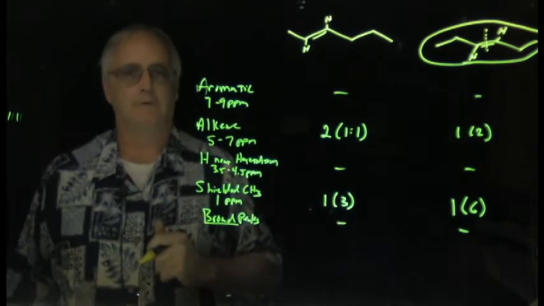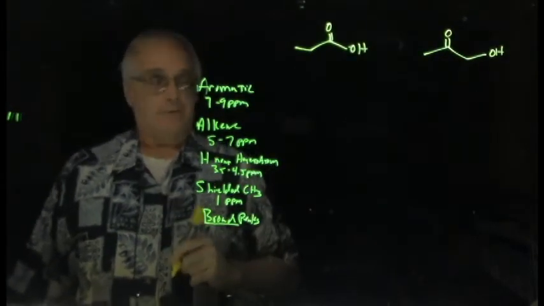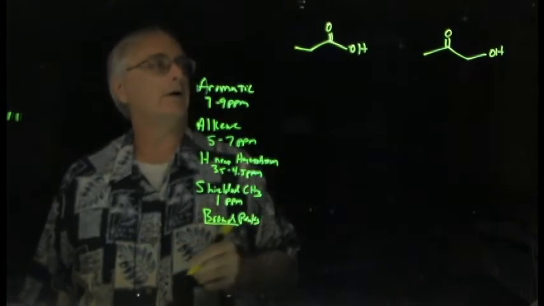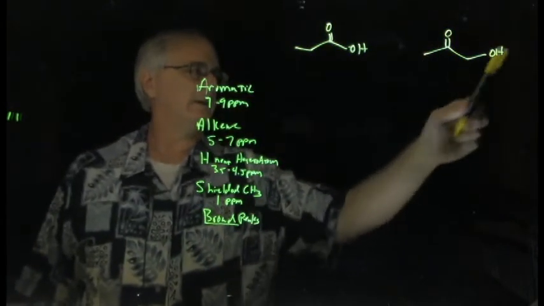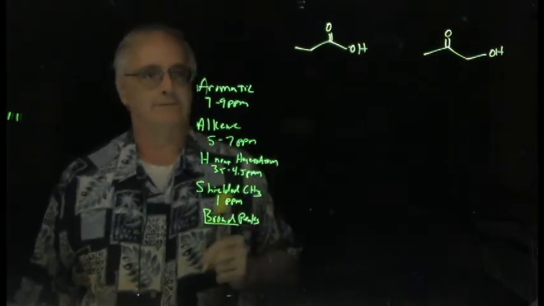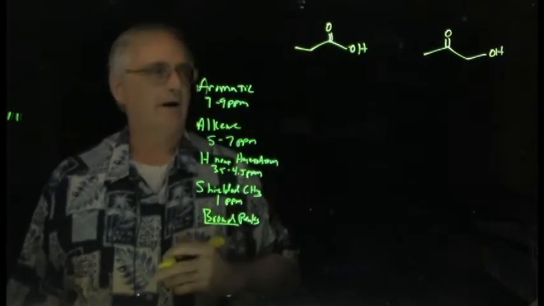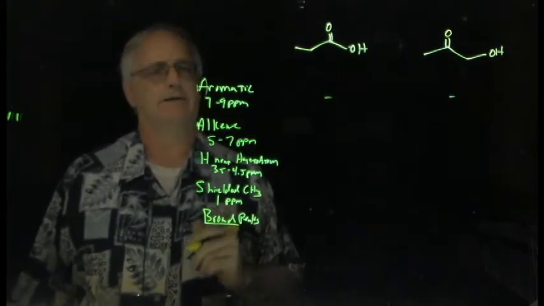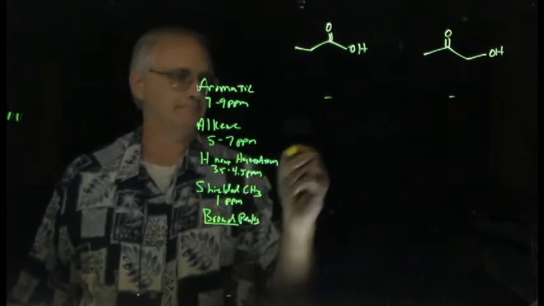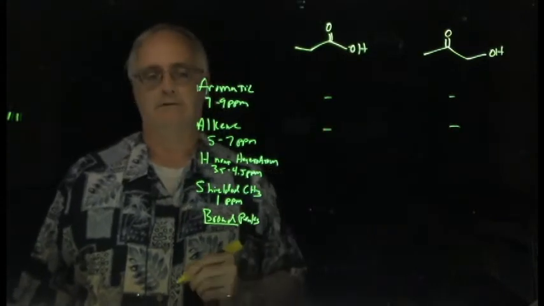Let's do problem number 4. Two fairly simple, straightforward molecules. One of them a carboxylic acid, the other with a ketone functionality and an alcohol over here in a different location. So using our 5 best friends, away we go. Aromatic region. I like it, but it's not going to help us here. Alkene region. I like it, but it's not going to help us here.